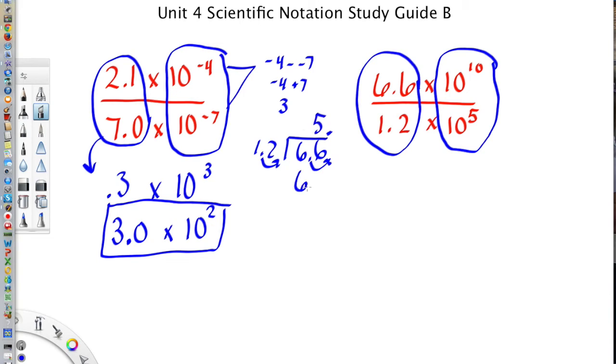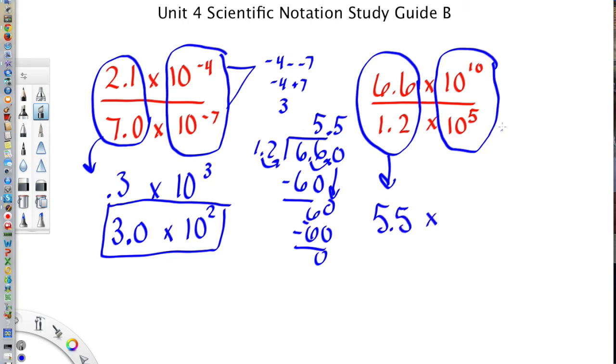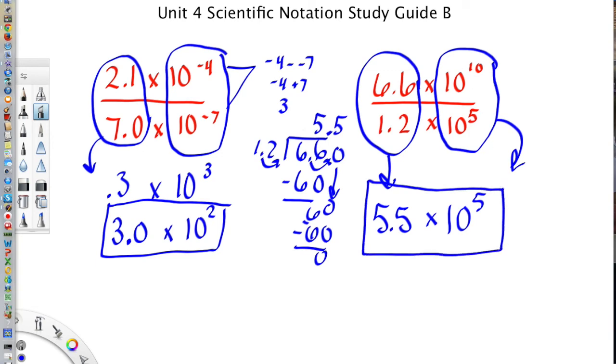That's going to be 60. 5 times 12 is 60. I subtract, I get 6. I bring a 0 down. So there we go. 5 times 12 is 60, and I have no remainder left. Okay, so 6 and 6/10 divided by 1 and 2/10 is 5 and 5/10 times 10 to the 10th power divided by 10 to the 5th power. We're just going to subtract here, so 10 minus 5 is 5, so it's going to be 10 to the 5th power, and that is in scientific notation. There you have it.